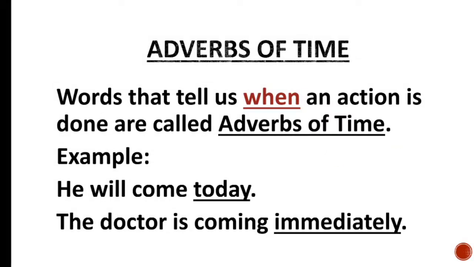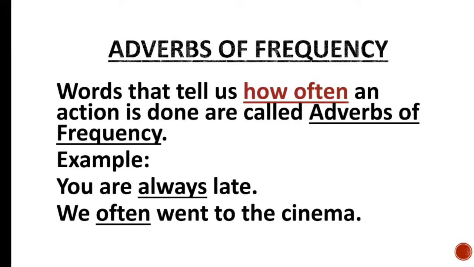Now moving on to the next one. Adverbs of time. Words that tell us when an action is done are called adverbs of time. Example, he will come today. The doctor is coming immediately. So the question that is being answered here is when. We are talking about when the things are happening.